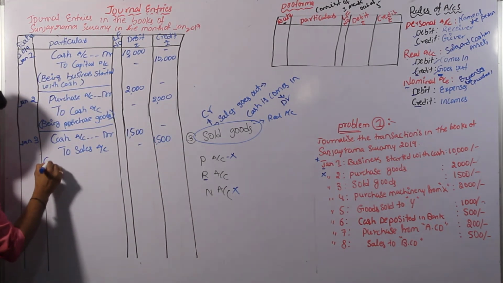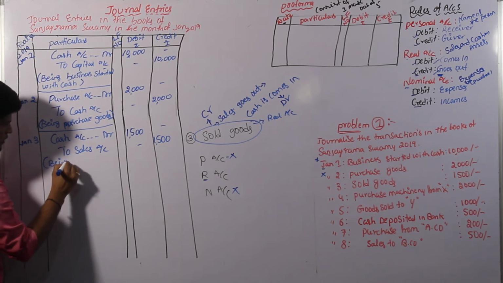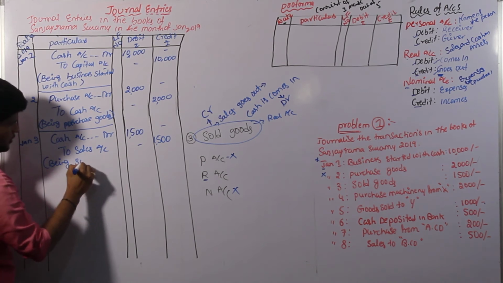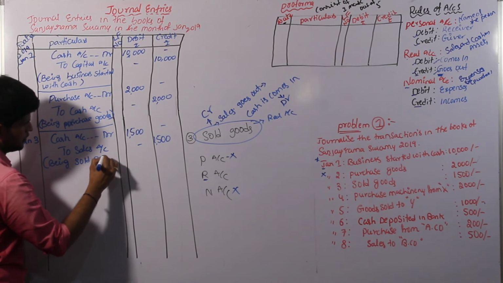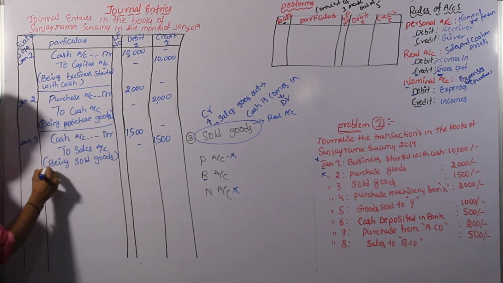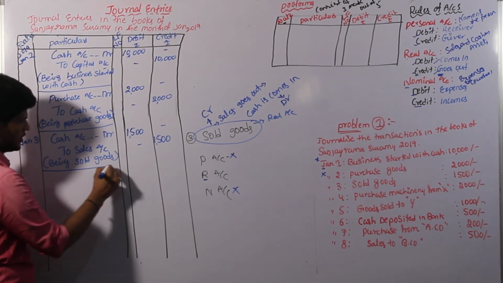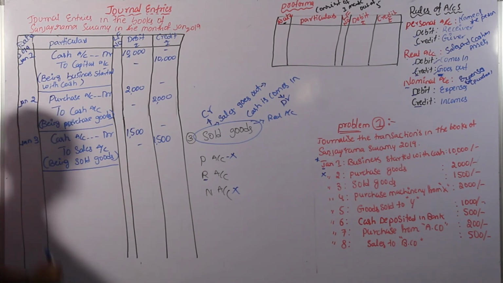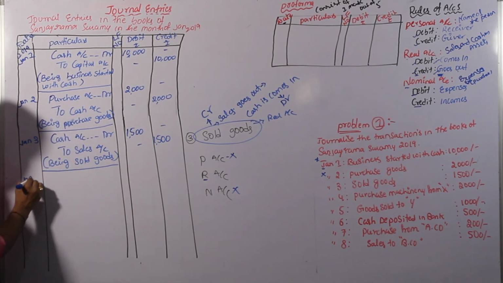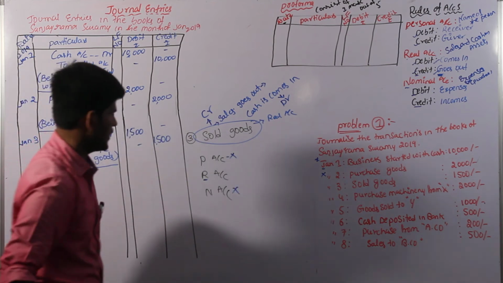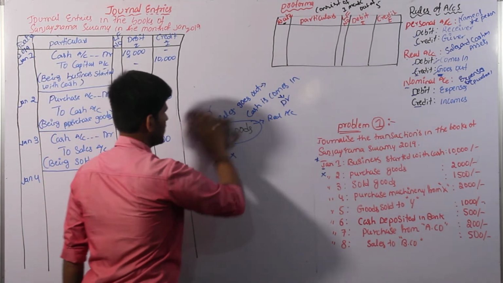After the entry, we have to write narration. Start with being sold goods. The transaction is completed. We can underline the particular column after the transaction and come to the next one, January 4th. Again, we can identify the 3 rules in every entry.